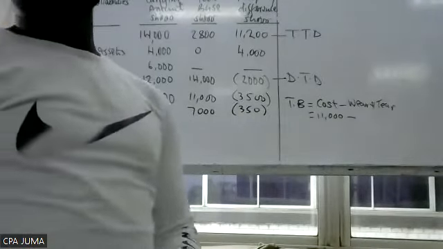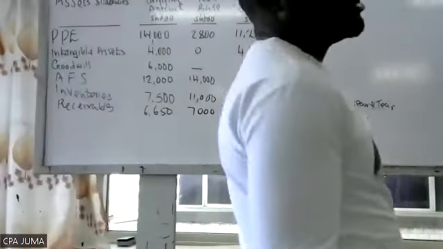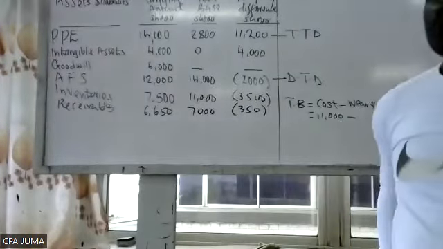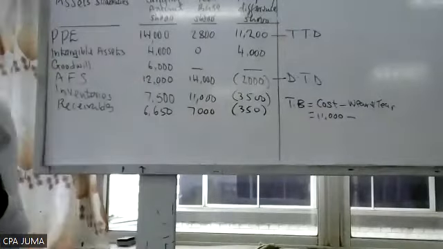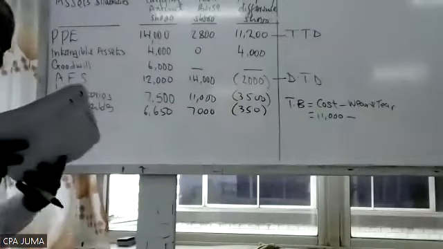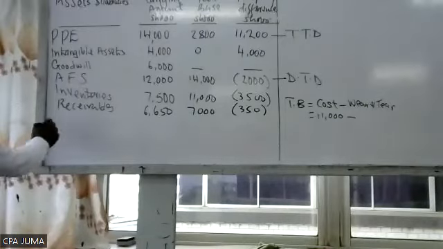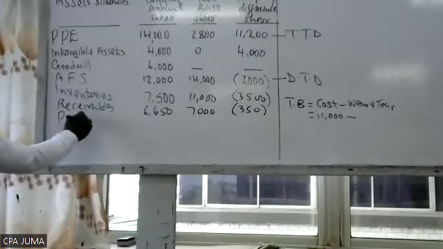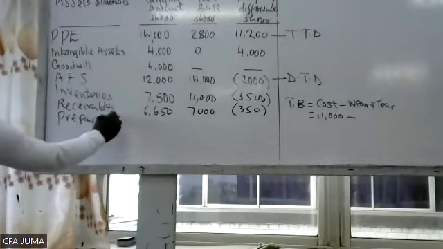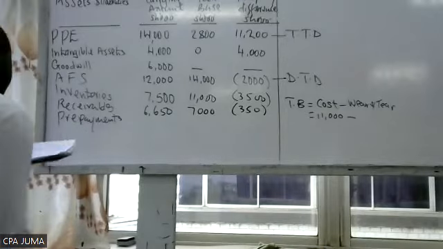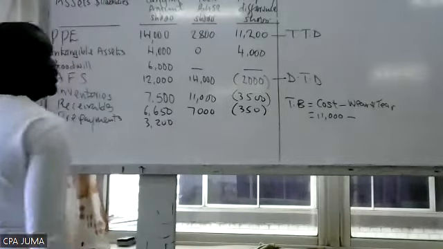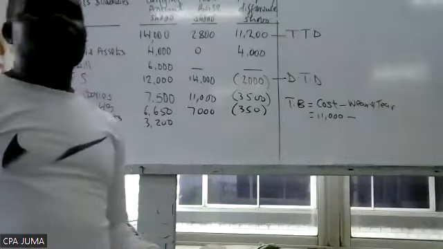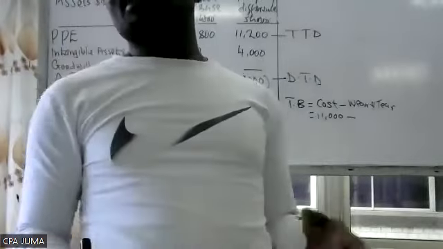But it is easy when you understand. Deferred tax is not hard. When you do it, it seems complicated. All right. Next, prepayments. Prepayments. What is the book value? 3,200. Was it mentioned anywhere? If not mentioned, then the tax base is 32.